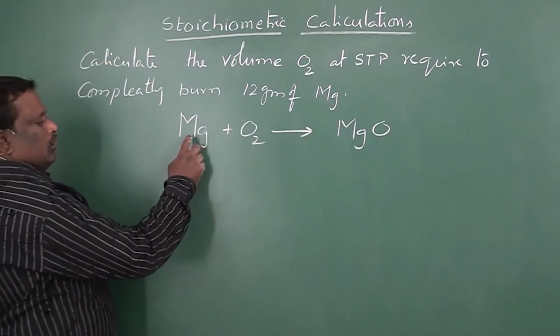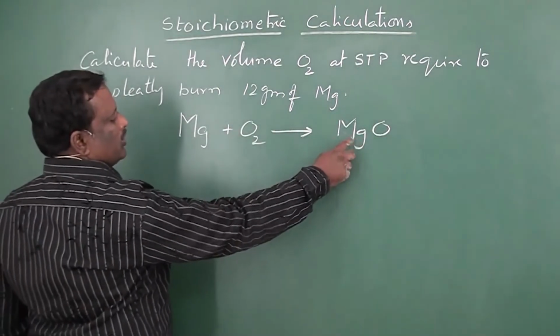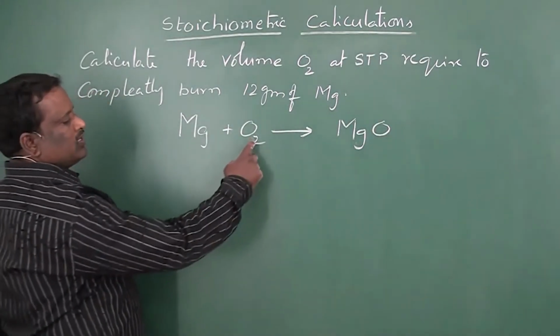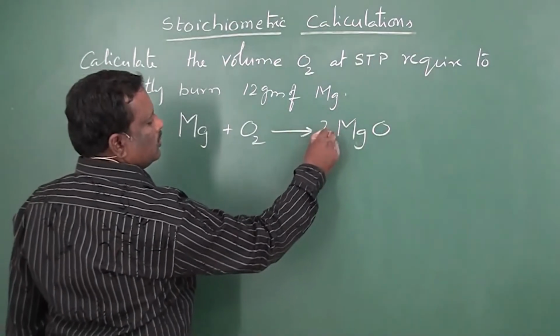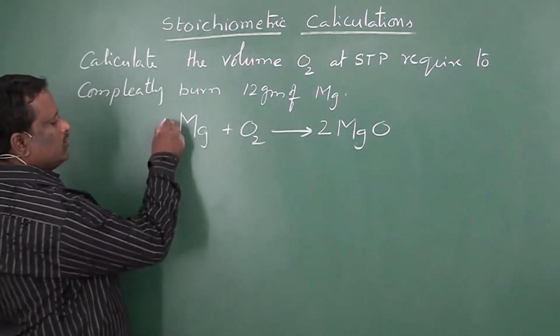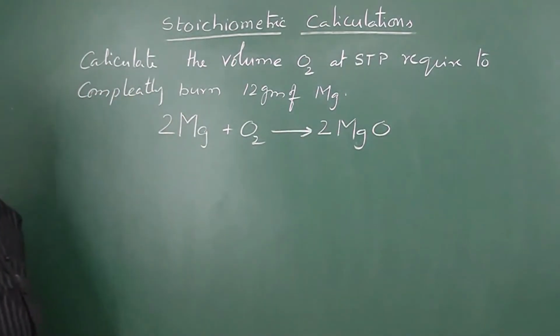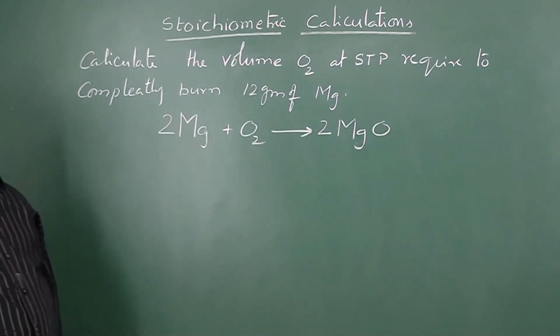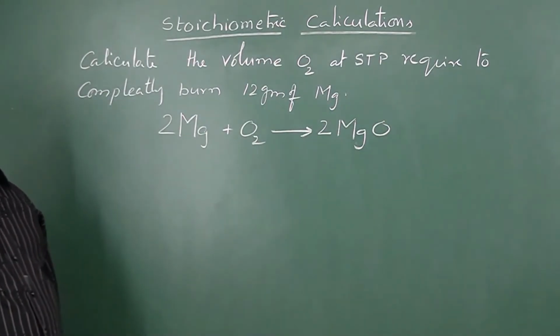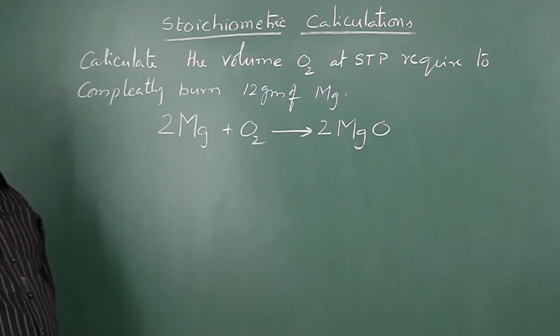Now, here one magnesium, product side is also one magnesium, but 2 oxygens are there and only one oxygen on the other side, so you have to write 2 here. To balance it, you have to put 2 here. 2 Mg plus O2 gives 2 MgO. This is the required balanced equation.